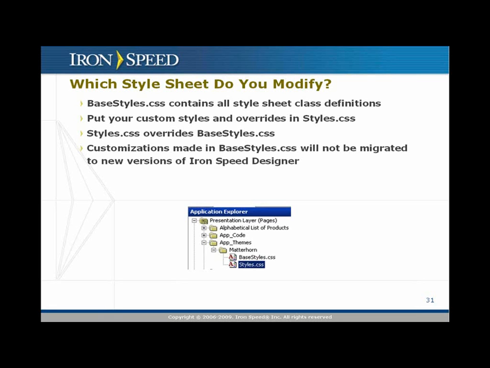Now, why don't you modify base styles directly? Well, very simply, if you go in and upgrade from one version of IronSpeed Designer to another, IronSpeed will copy a fresh copy of base styles into your application, because we will have been busy here adding new styles to the style sheet and probably changing some things. So that would overwrite any modifications you made to base styles. But your styles in styles.css are preserved. We guarantee not to touch those. So those are safe, and those will always override any changes we might make in base styles.